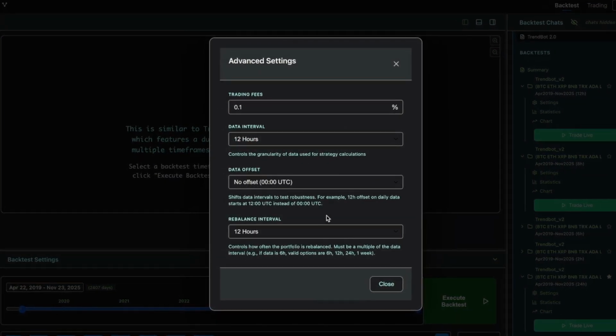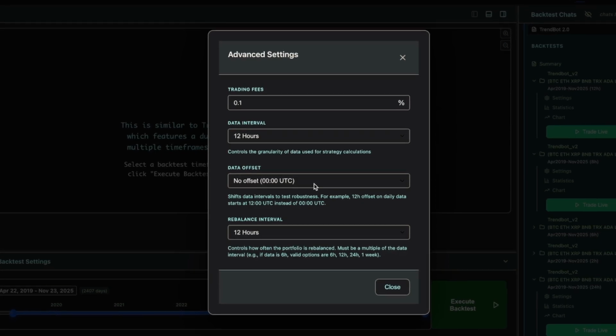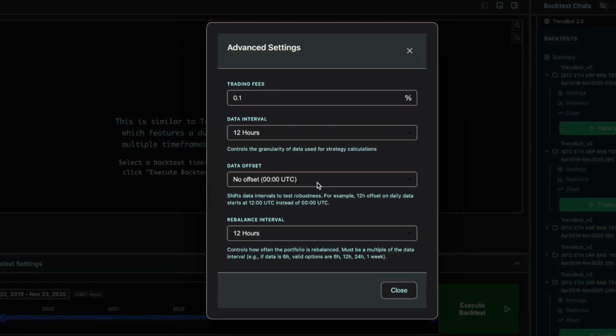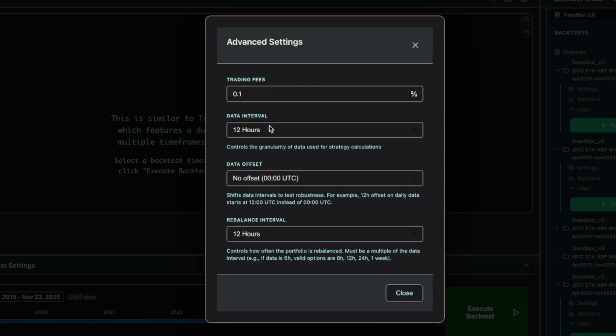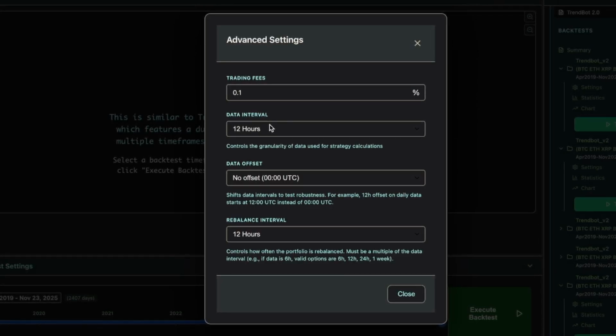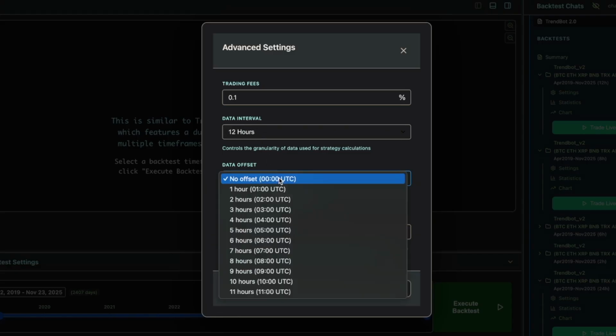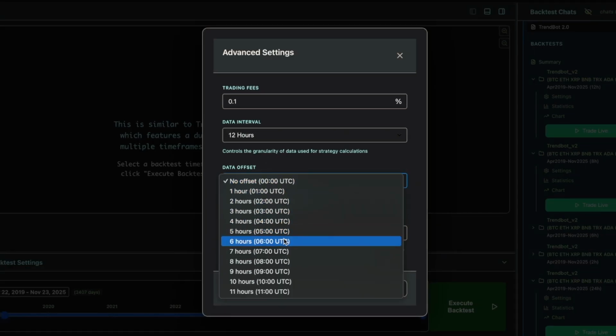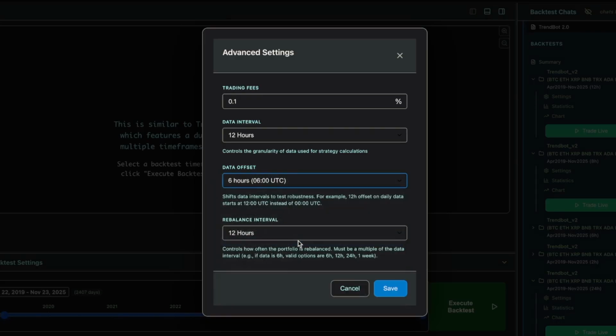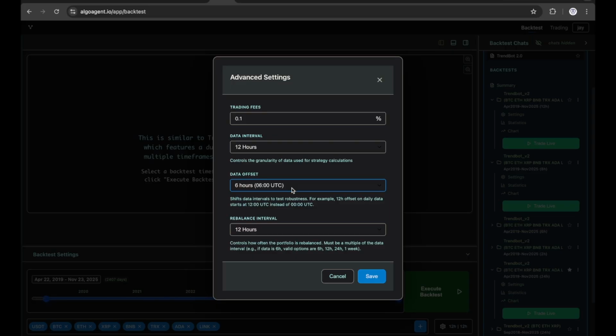And what I would like to do now is do a robustness test with a data offset. So right now, the strategy will run on data at 0 UTC and 12 UTC for this 12-hour rebalance. But if we change it to a 6-hour offset, then it would run the rebalances at 6 UTC and 18 UTC. This gives it different data, slightly different data to run on. So if we ran this backtest and it loses against the average, then that is a red flag for sure.